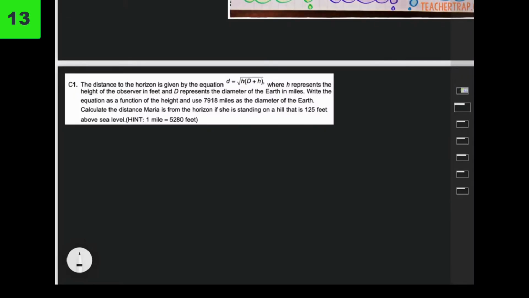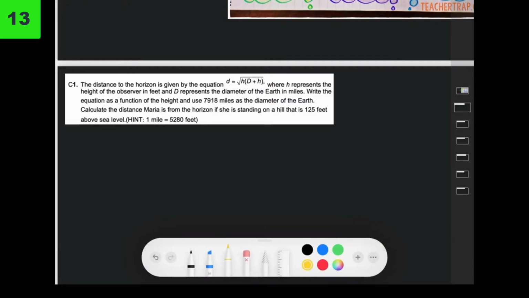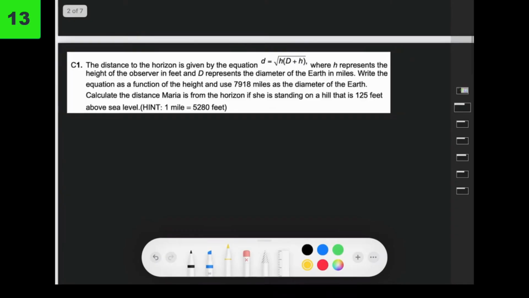Let's read this word problem and see if we can get some information out of it. We might have to read it a couple of times. The distance to the horizon is given by the equation d equals square root of h times d plus h, where h represents the height of the observer in feet. I'm going to highlight that. So h represents the height of the observer. You'll notice that's actually twice. And d represents the diameter of the Earth in miles.